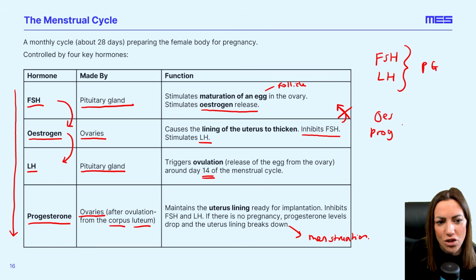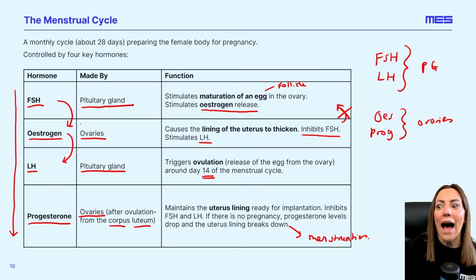Estrogen and progesterone are the two hormones that are released from the ovaries. If you learn them in this order, it helps because FSH causes the egg to mature in the ovaries, and then it stimulates estrogen. Estrogen causes the uterus lining to thicken, and then it stimulates LH. LH causes ovulation, the release of the egg, and then progesterone maintains the uterus lining, keeps it nice and thick in case the egg is fertilized and needs to implant.